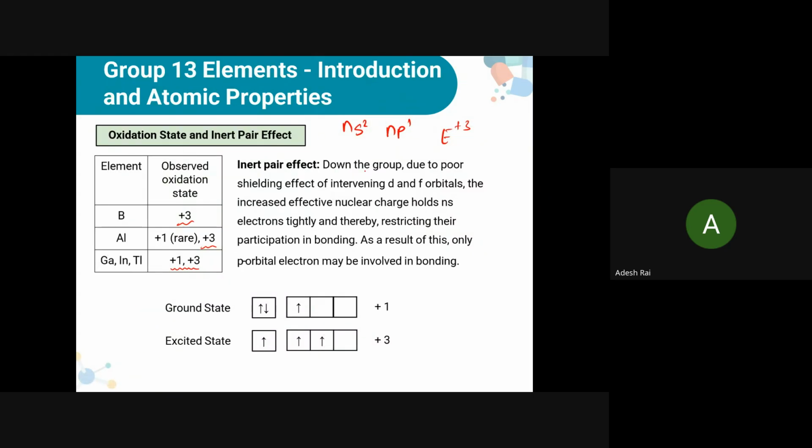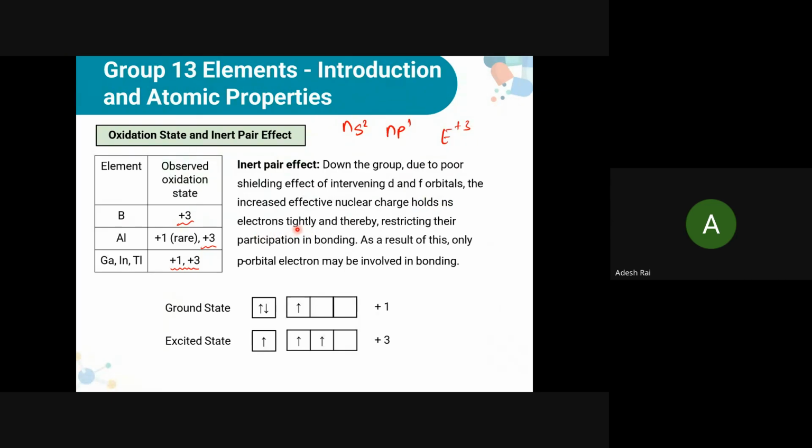Now, what happens if we move down the group? What is written over here? Let me use the laser. When we move down the group, due to poor shielding of intervening d and f orbitals, a very important point. In gallium, it is d orbitals. In case of indium and thallium, it will be f orbitals. Is that clear? So moving down the group, due to poor shielding effect of intervening d and f orbitals, the increased effective nuclear charge holds ns electrons tightly.